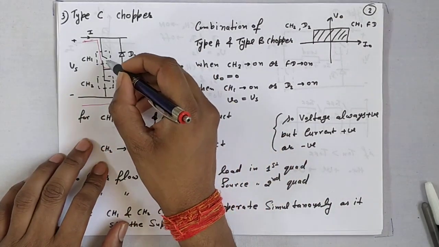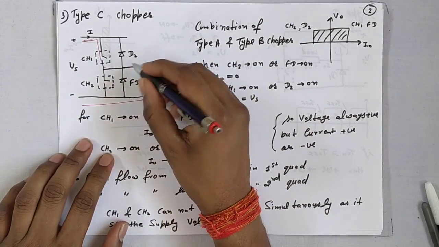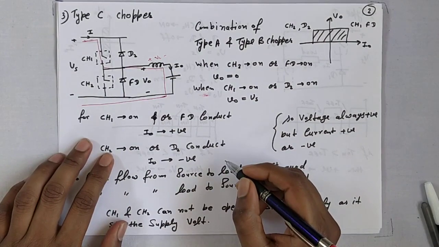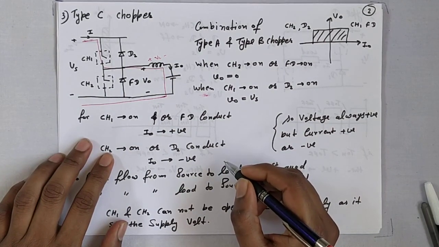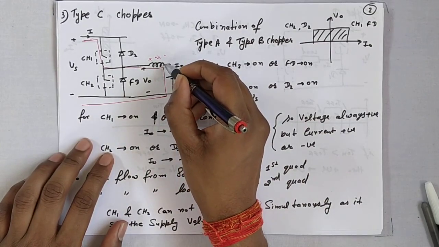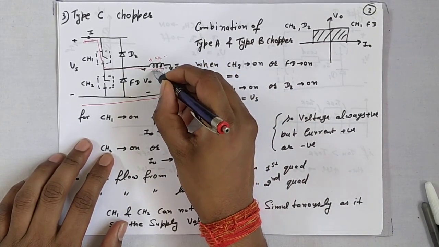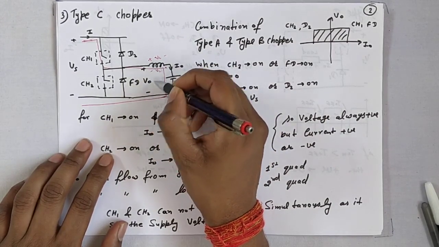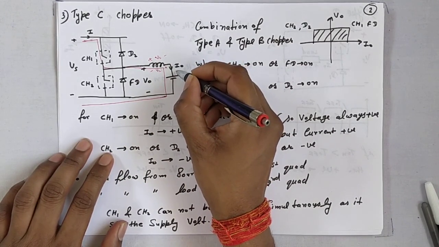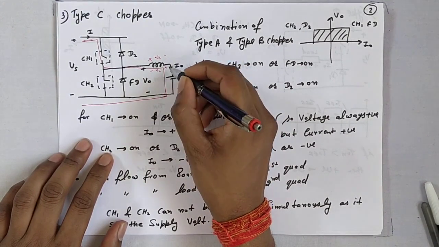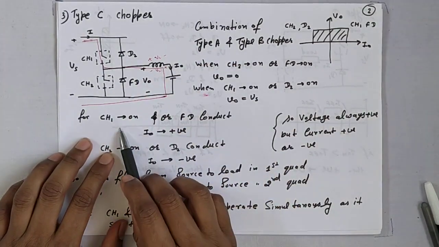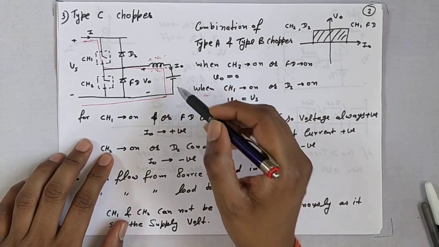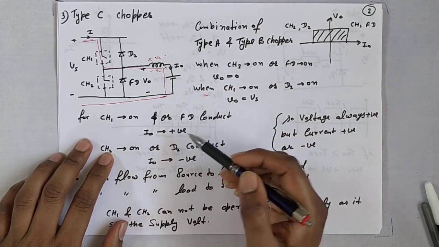Suppose CH1 is off, and at this time the inductor is storing energy in this polarity. When CH1 is off, what happened? This inductor delivers its energy in this polarity. What happened? This FD will get on. Then output voltage V0 is 0, but current is continuous in the same direction. So when CH1 is on or FD conducts, the current will always be positive and the voltage will be positive or 0.